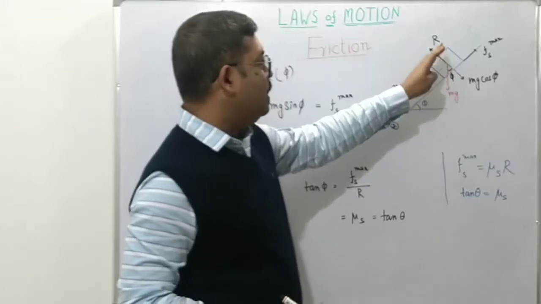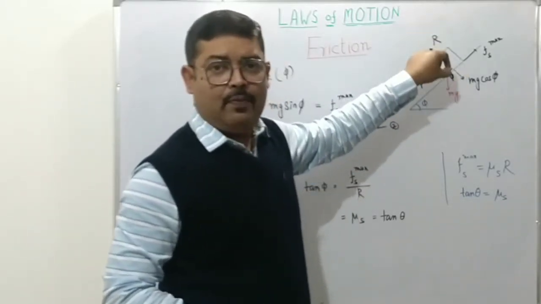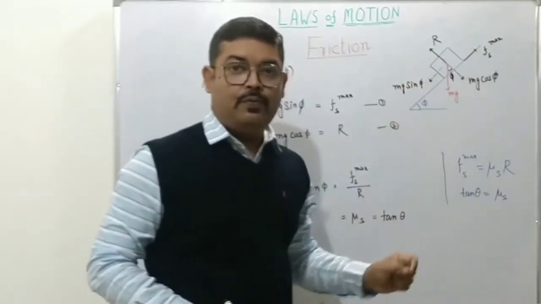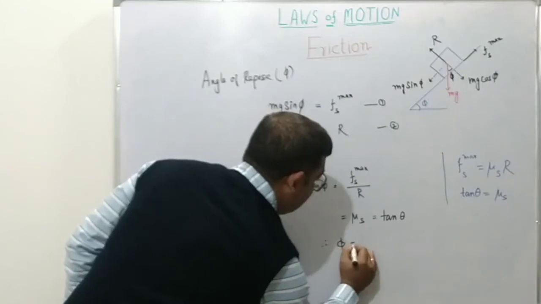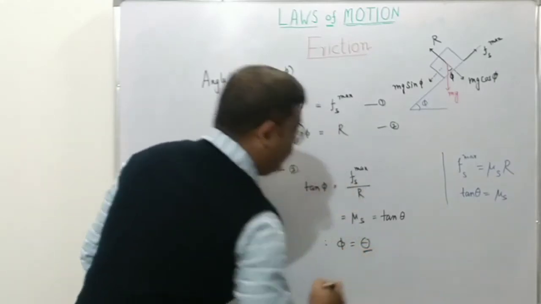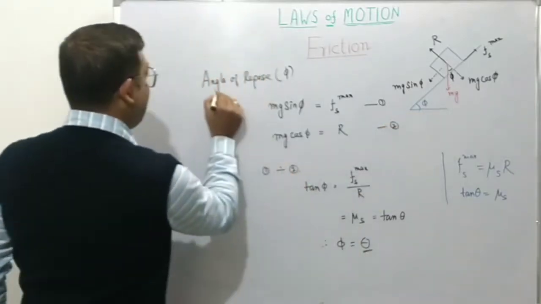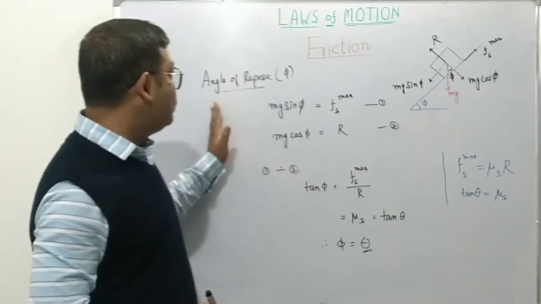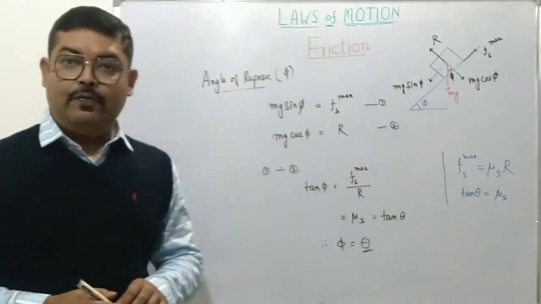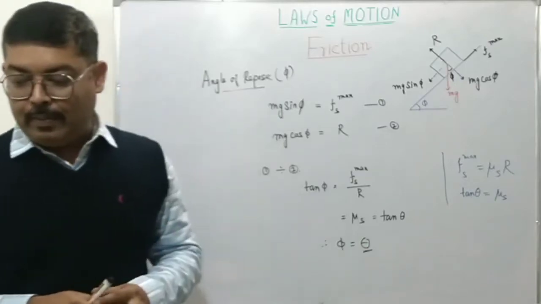at which the object on the incline will just start moving, or is on the verge of movement, is equal to the angle of friction. This particular angle of inclination is known as the angle of repose. Okay, so angle of repose is equal to angle of friction for the given pair of surfaces. You need to remember that.